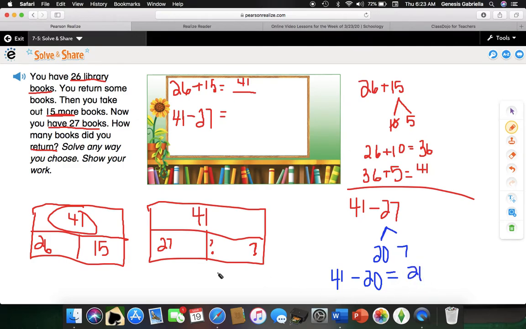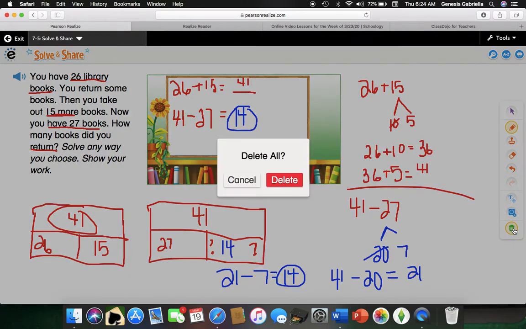I barely have any room. I'm going to do it over here. So 21 minus, we did 20, so we just need to do minus 7. And if I count backwards, 1, 2, 3, 4, 5, 6, 7, it will get me the number 14. So now I can fill in my unit bar and my equation. So the question was, and if I had a solution sentence, which you would, how many books did you return? I returned 14 books. And that's it for today's solve and share.